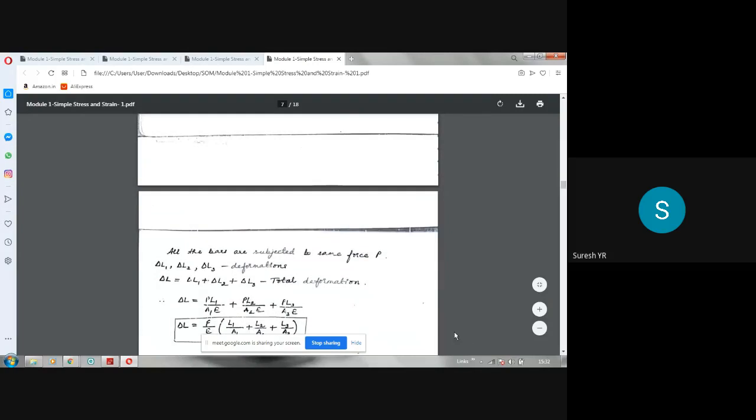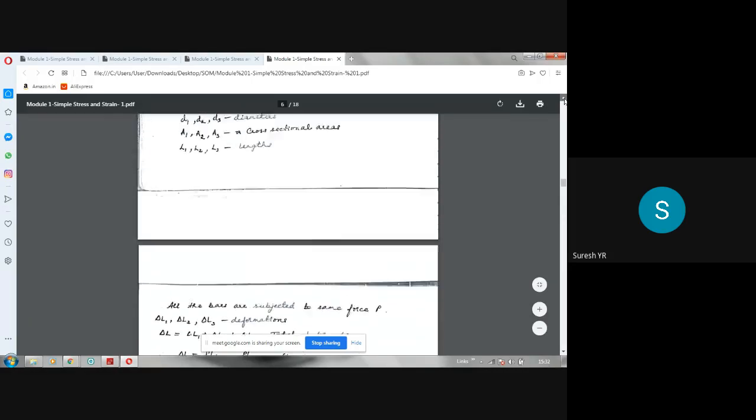So for example, like this. Let us take delta L1, delta L2, delta L3. They are the deformations in the three portions. Then your total deformation will be the sum of all the three. So we know the formula for finding deformation of a single uniform bar, PL by AE.